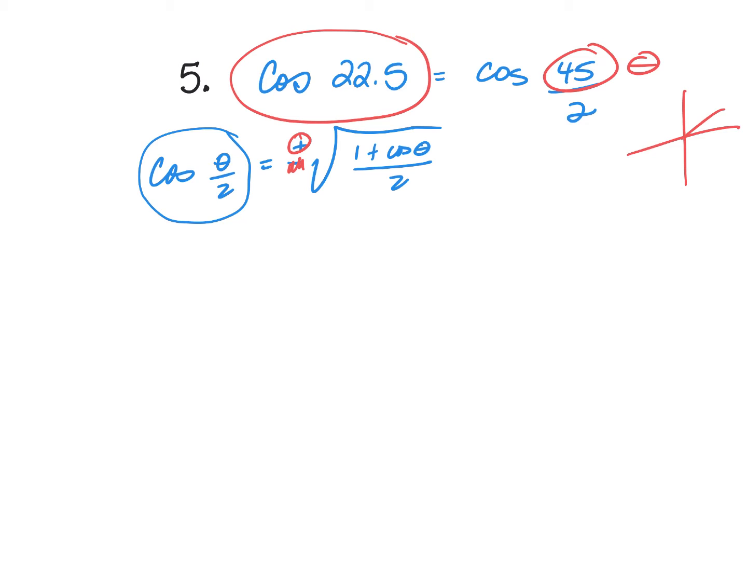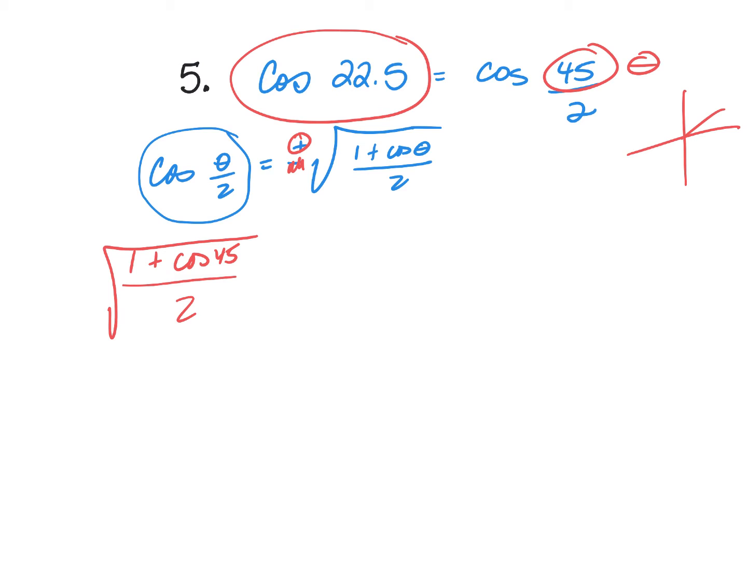That decision could be made at the beginning. On the other ones, you kind of have to figure it out. The other ones are the ones that are hard to figure out if it's positive or negative. All right, so this is the same as the square root of 1 plus cosine of 45, because theta is 45, over 2, all under the hood. And now we're dealing with fractions and ugly numbers and being careful.